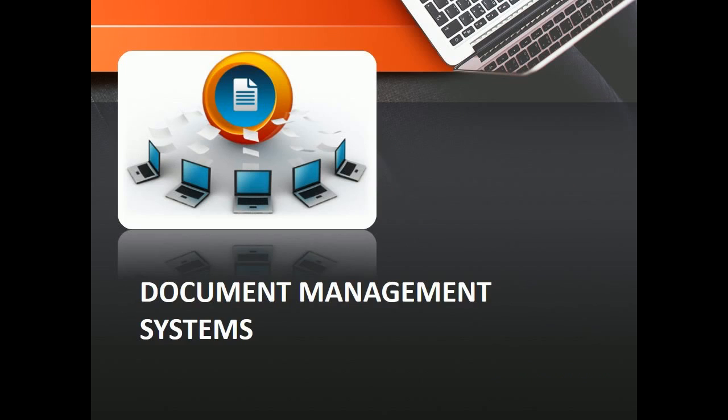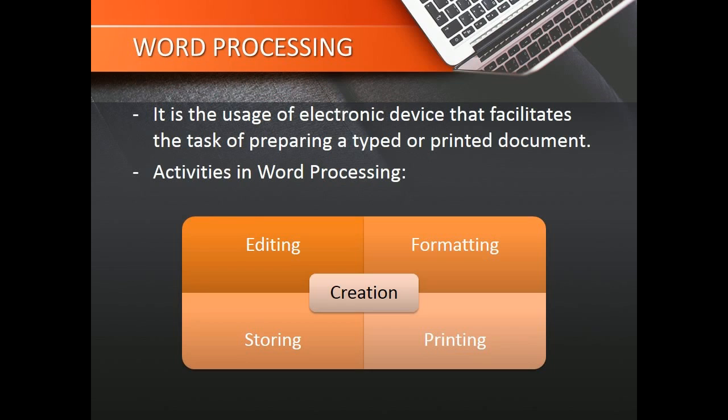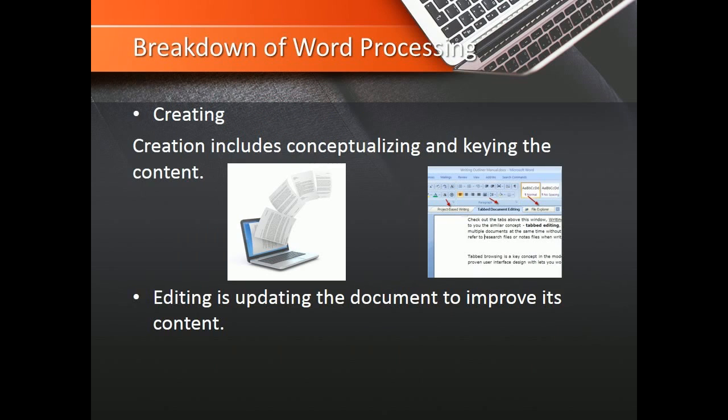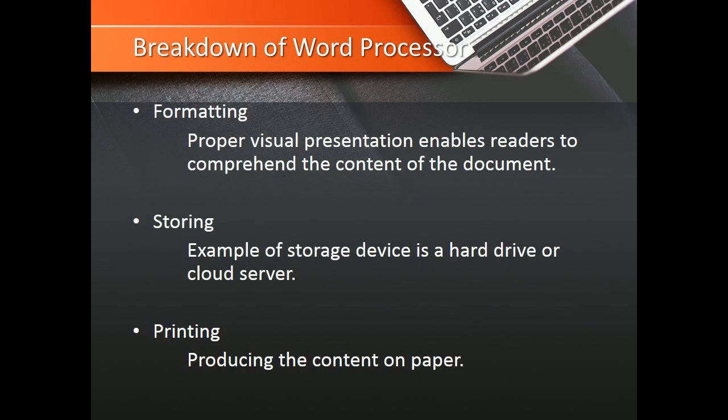Let's discuss document management systems. Activities in word processing includes creation of a document and then editing, formatting, storing, and printing it. Creating is the composing of the original document. On the other hand, editing includes deleting a word or sentences to properly convey its message, and correcting misspelled words or grammar. In addition, there's also formatting, storing, and printing.